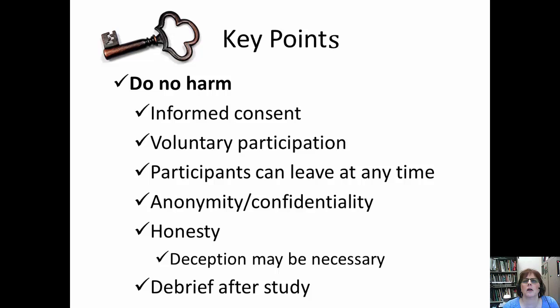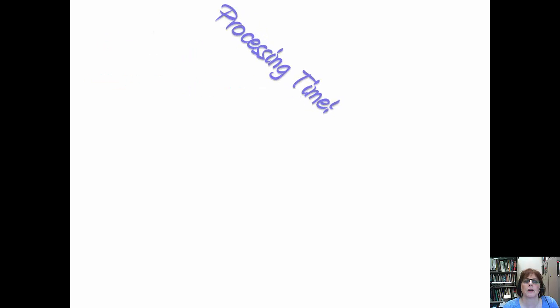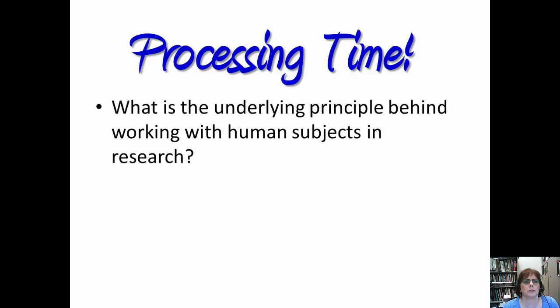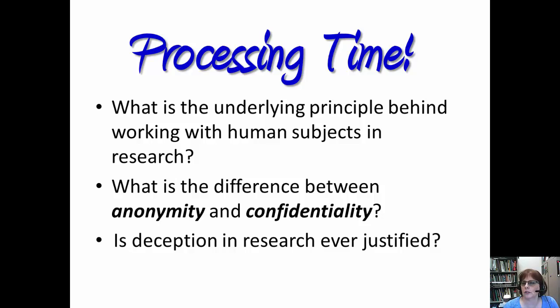Well, if you think about it, it all circles back to that first point again: do no harm. That's the single underlying premise. Processing time. What is the underlying principle behind working with human subjects in research? Well, of course, now you know it's do no harm. What is the difference between anonymity and confidentiality? And finally, is deception in research ever justified? While future videos will cover more related to ethics in human subjects research, you should now have a better understanding of the underlying principles related to the concept.